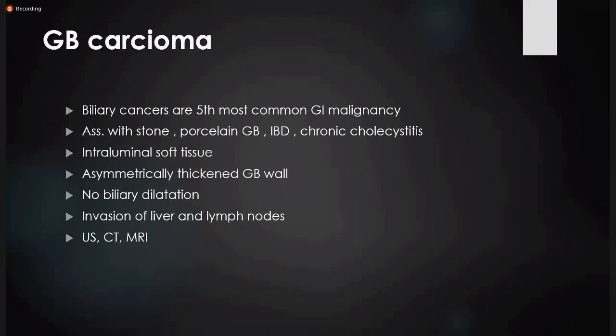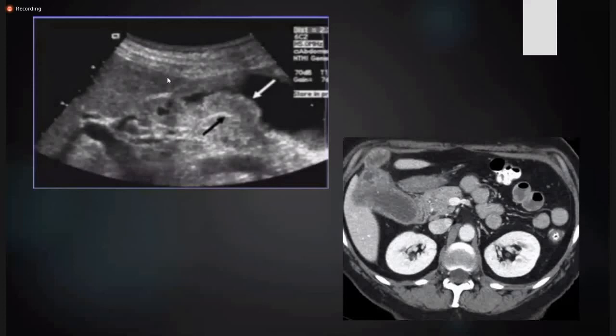Gallbladder carcinoma. Biliary carcinoma is the fifth most common GI malignancy. It is associated with stones and porcelain gallbladder. In this, you see an asymmetrically thickened gallbladder wall. There's no biliary dilatation, and of course, invasion of the liver and the adjacent lymph nodes can be seen. Again, the modality of choice is ultrasound, CT, and MRI.